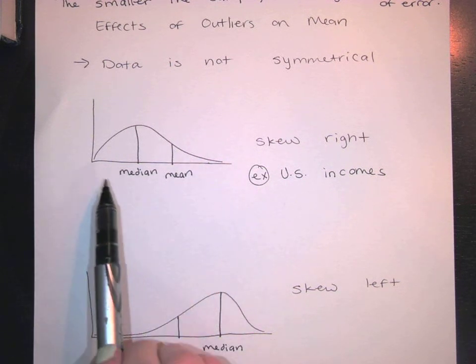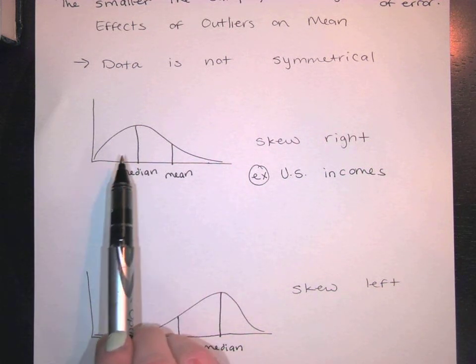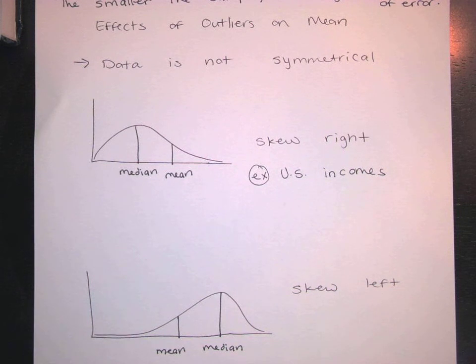So when you're talking about something that's drastically skewed right or left, the median is going to be a better measure of central tendency. So just something to think about if you're not in a normal distribution. That is all for section 12.4.